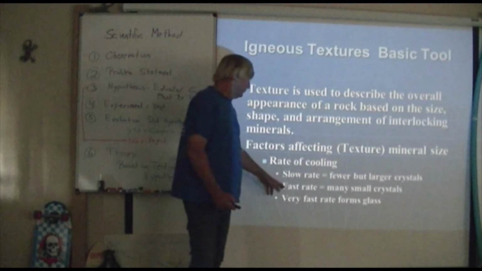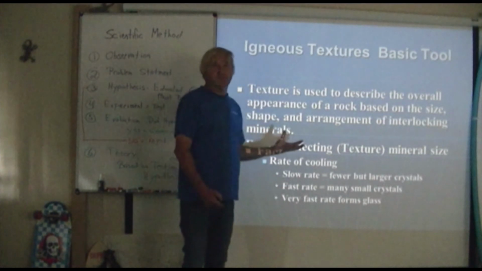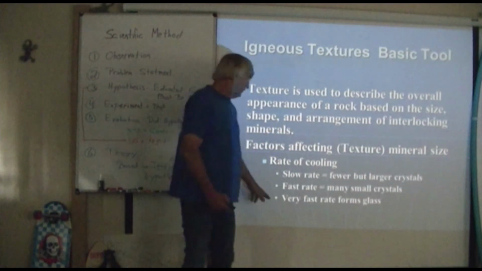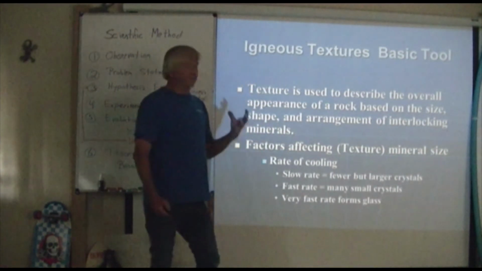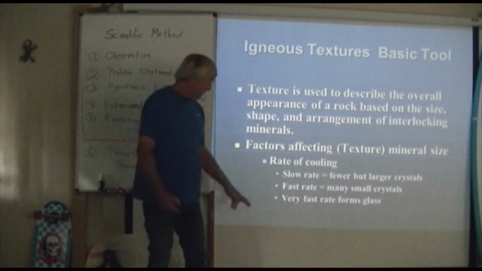A rock that cools very fast forms many small crystals. And the quickest rate of cooling is so fast that it can form glass. And the rock that has the fastest rate of cooling is obsidian.